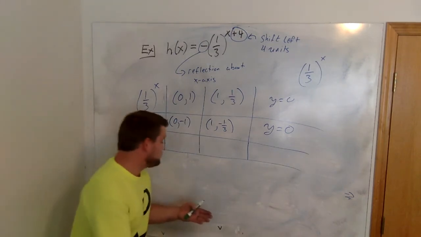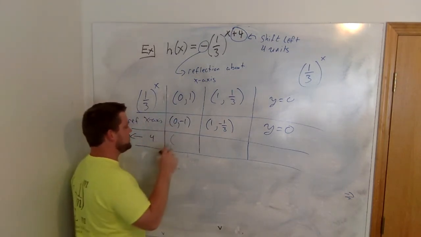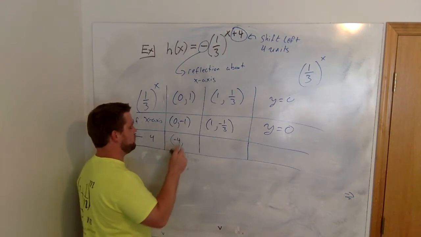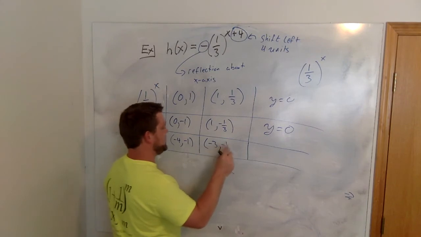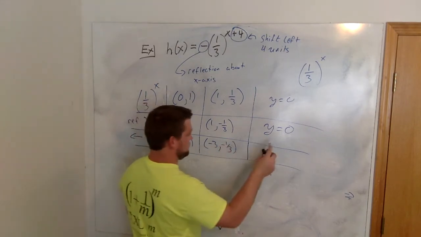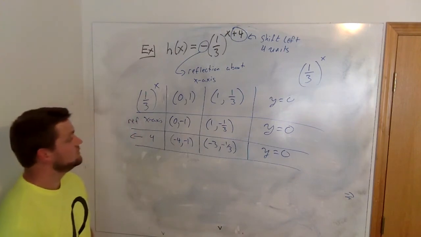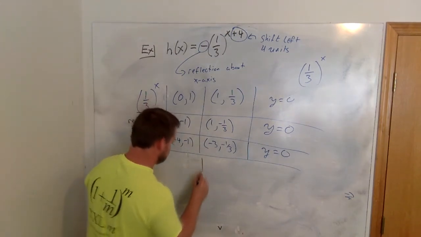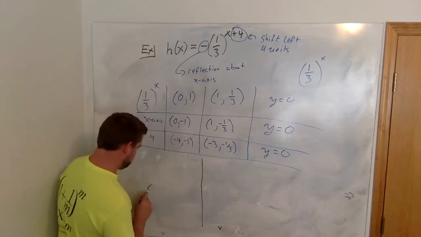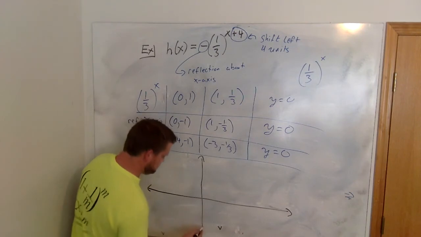Okay, now we're going to move the graph to the left 4 units. So I'll subtract 4 from the x values, so -4 and -1. And we'll have what, a -3 and a -1/3. And this will stay the same. We'll still be at y equals 0. Okay, let's go ahead and sketch this. Let's go ahead and sketch it.